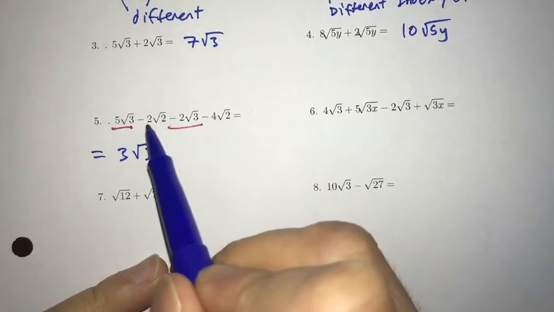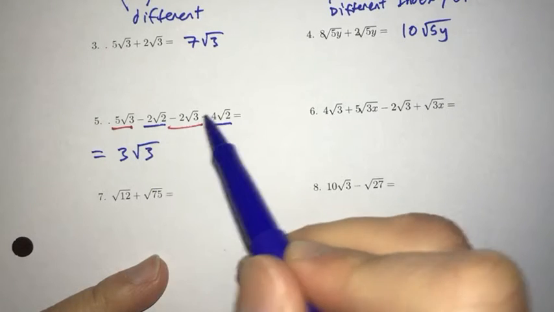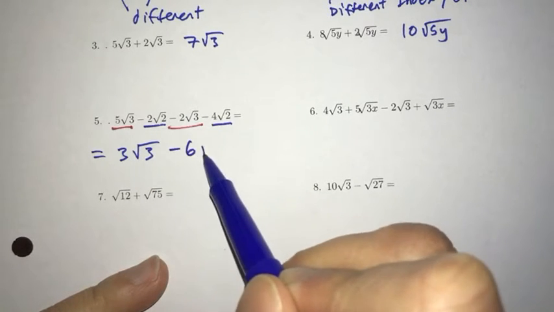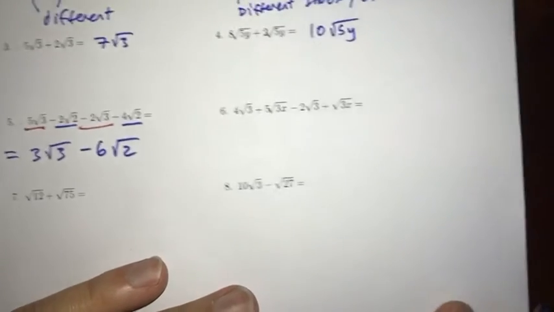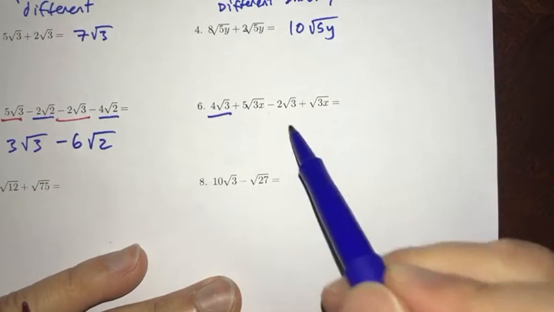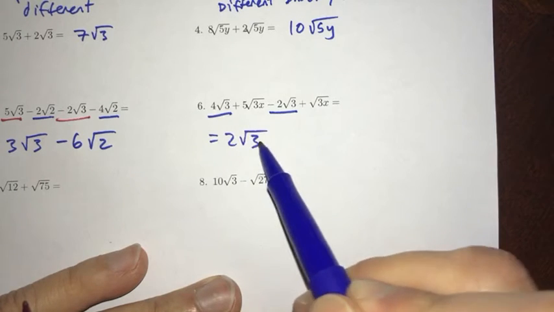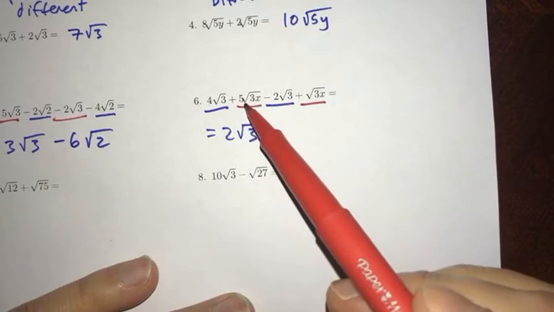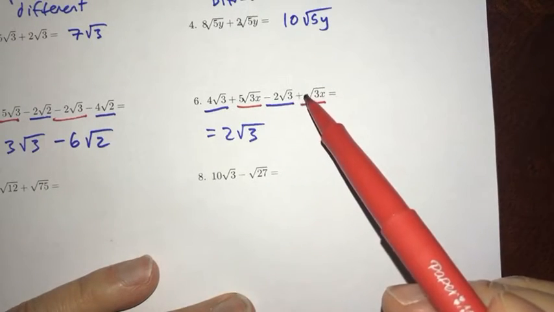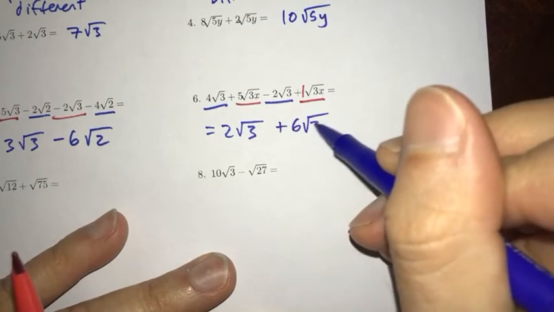And these ones here, these both have a root 2. Okay, we have negative 2 minus 4. That makes minus 6 root 2. Same thing here. This one has a root 3 and a root 3. 4 minus 2 is 2 root 3. And these both have a root 3x. Now this is 5. What number is in front here? Isn't it a 1? So that's a plus 6 root 3x.